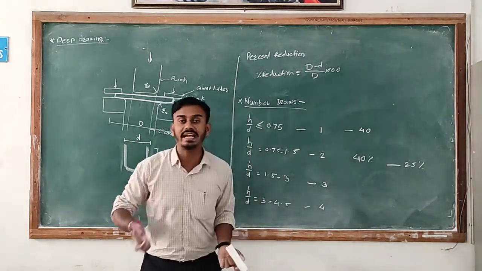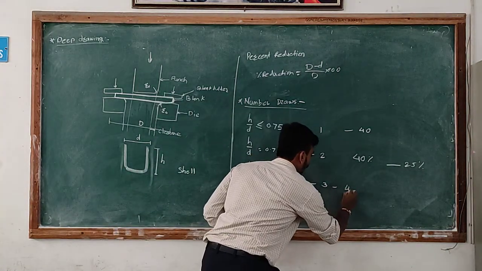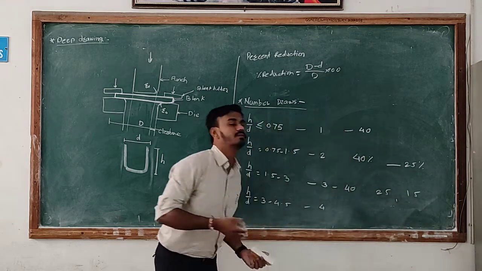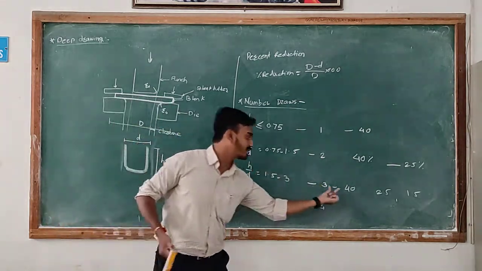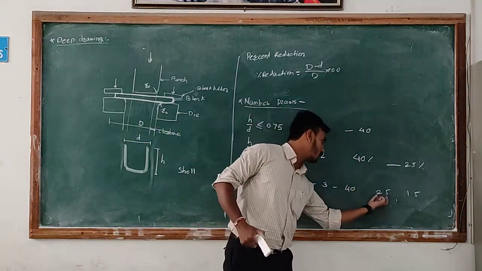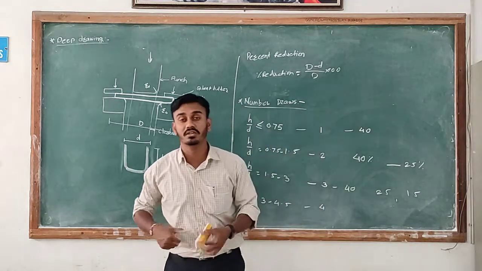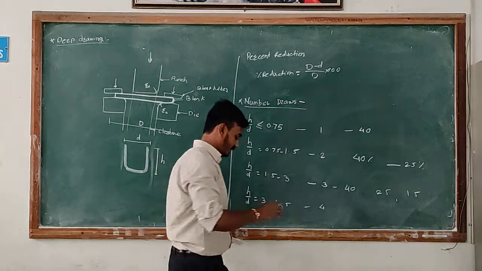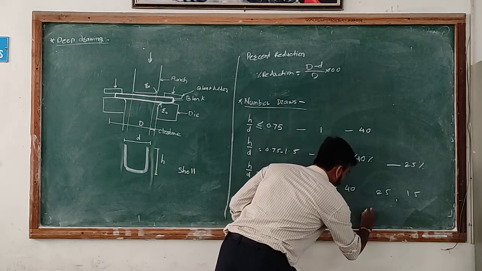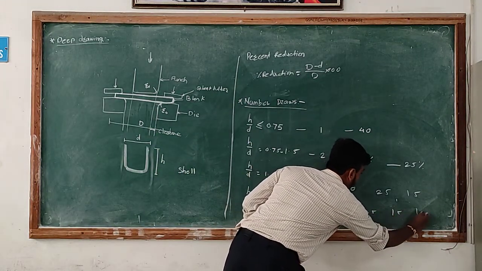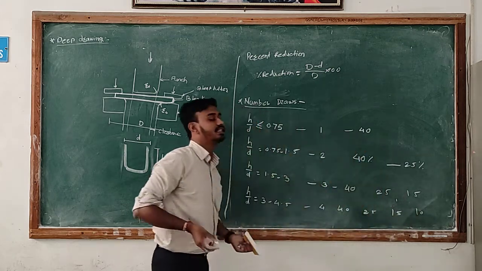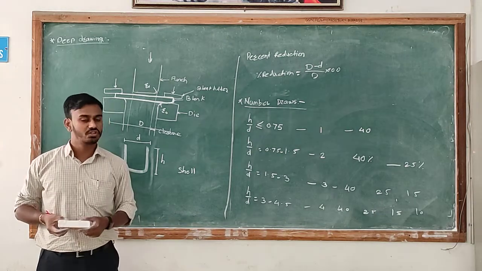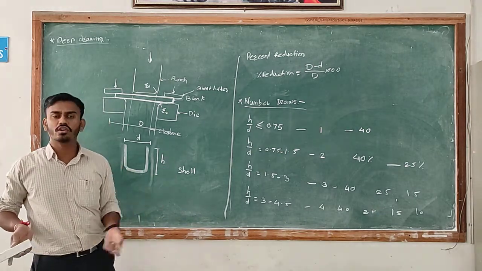If there are three draws, then the percentage reduction for the first draw is 40%, for the second draw 25%, and for the third draw 15%. If there are four draws, then these values are 40%, 25%, 15%, and 10%. So these are the percentage reductions for each draw. Have you got this?